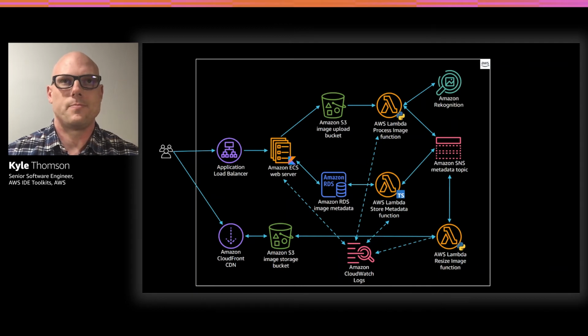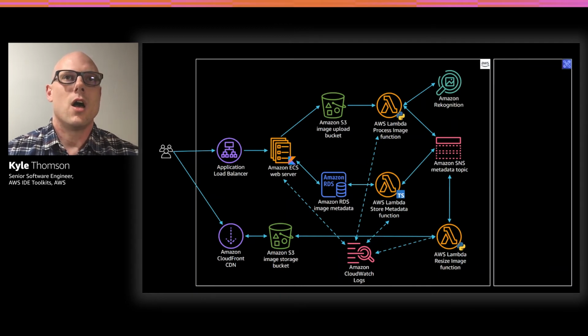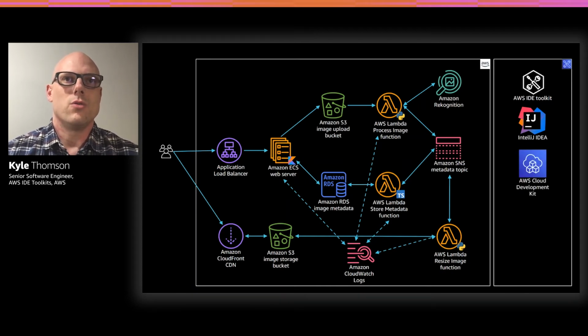So once again, a quick run through of some of the tools that we're using. Like I mentioned, we're using the IDE Toolkit. We already have that installed and set up. We're using IntelliJ IDEA in this case. We use AWS CDK, the Cloud Development Kit, to model our infrastructure, and we have the CDK CLI installed locally, which was what was kicked off by that deploy script.